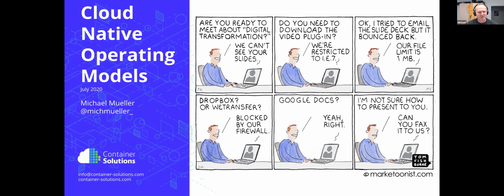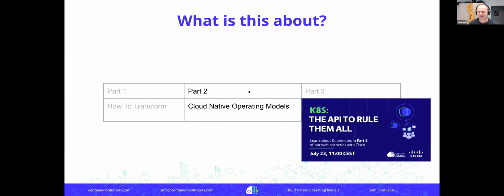Welcome to the second part of our awesome webinar series with Cisco. Last week it was about transformations and how to transform, and now I can switch to how to transform an organization. Today it's more about cloud native operating models, which is a part of a transformation. And next week it's about Kubernetes and Cisco's solution around it, which will be done by Sebastian.